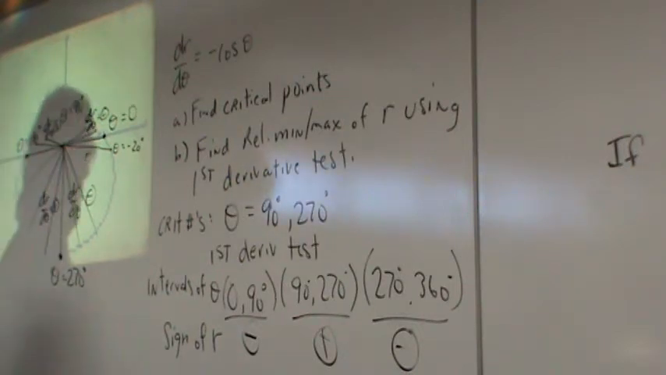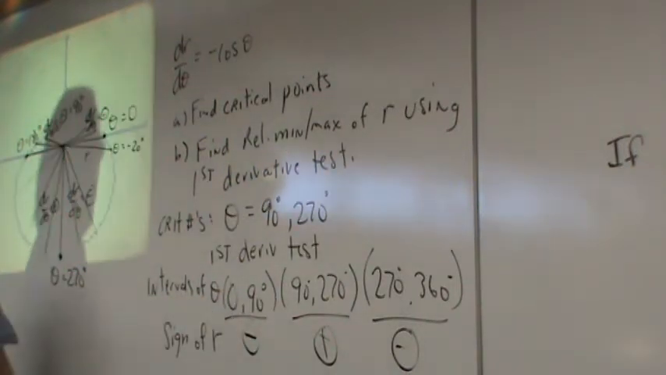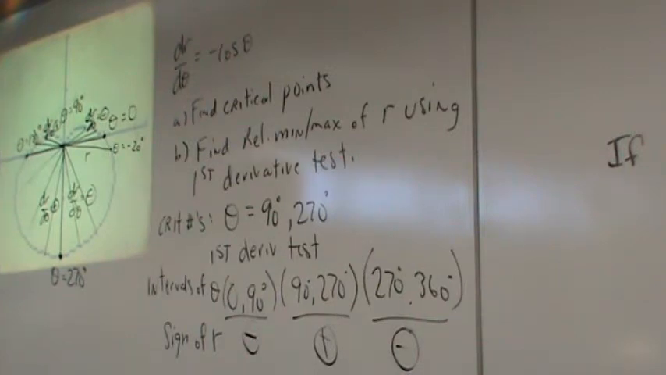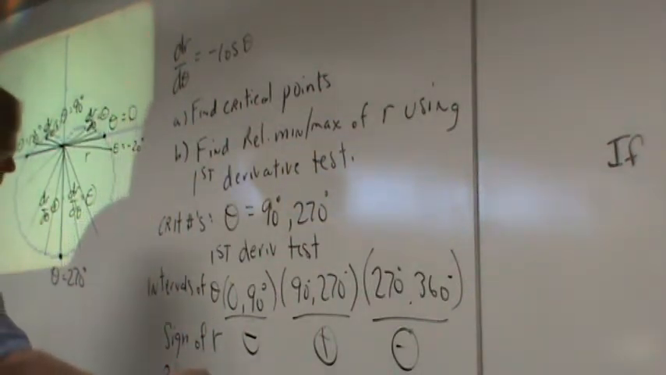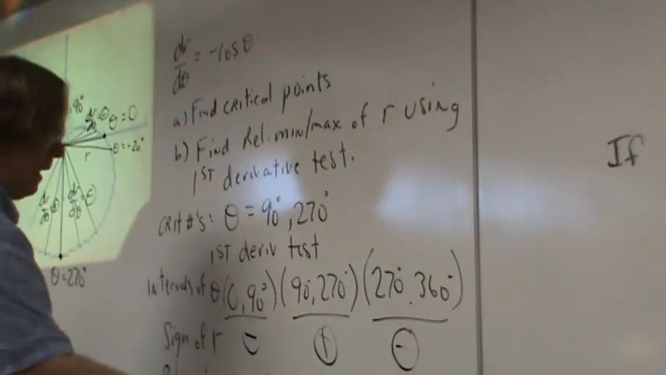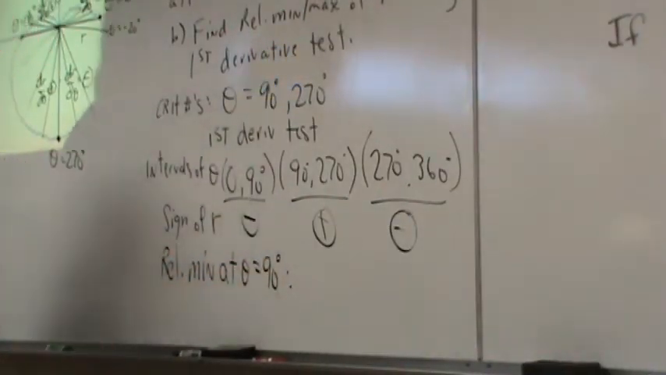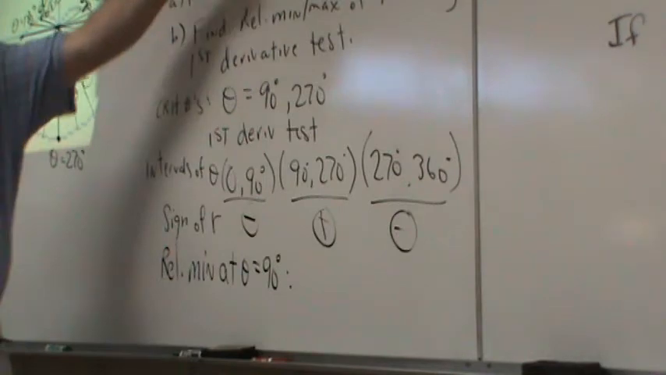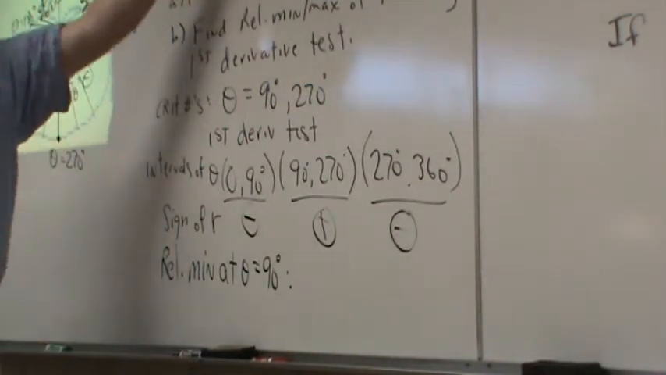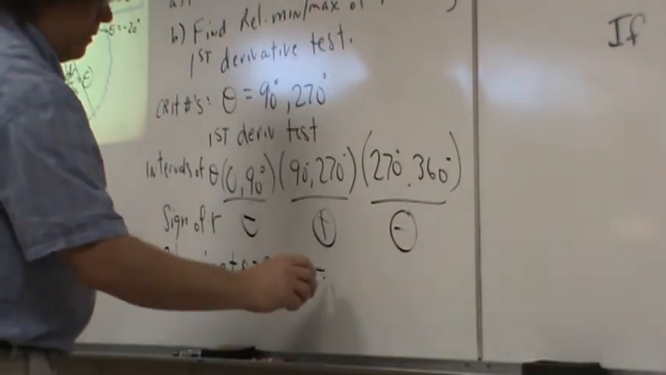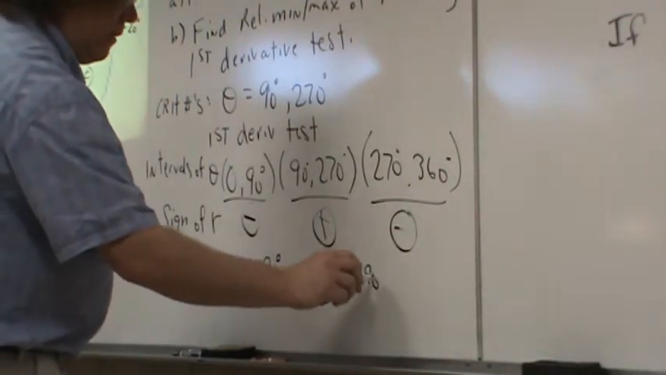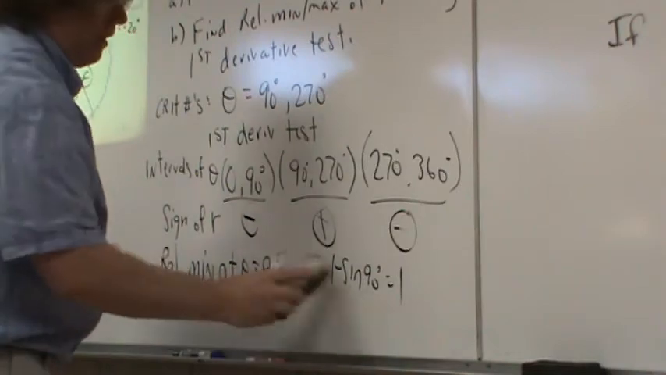So I hope you see, at 90 degrees, do I have a relative min or a relative max? Yeah, relative min, just as always. Relative min at theta equal 90 degrees. And I can actually find what that is by sticking 90 degrees in here. R of theta would equal 0. R equals 1 minus the sine of 90 degrees, which is 0.